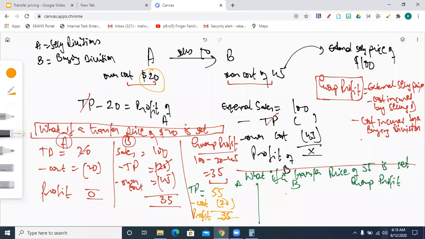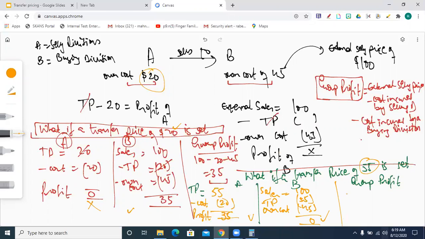Then what would happen to B? Here, he's selling externally at 100, bearing the transfer price of 55 this time around, and also has its own cost for finishing and packing, that of 45. So now what is he getting? Now he's getting nothing. So when we set a transfer price of 20, A is not happy, but B is happy. What if we set a transfer price of 55? In this case, A is happy, but B is not happy, but none is affecting the group profit.